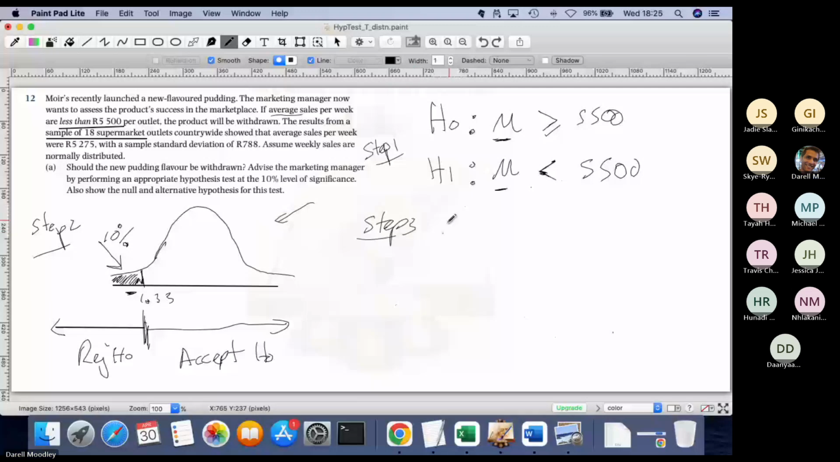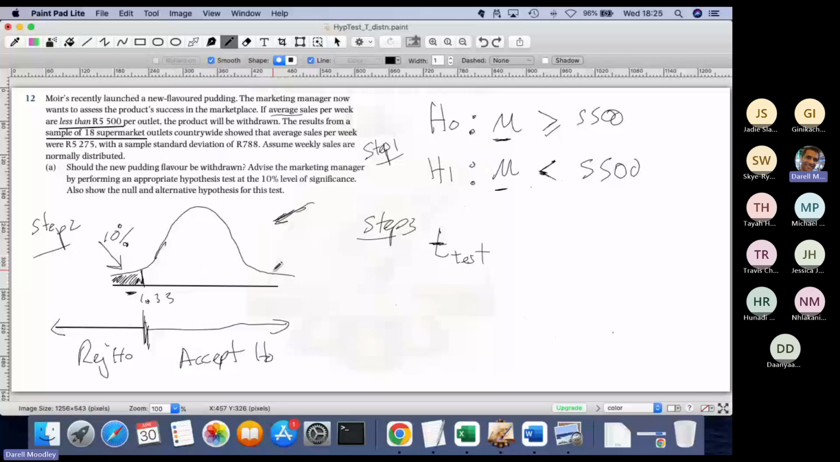Now, before we would calculate the Z statistic, the Z test. But now we're not dealing with the Z distribution, we're dealing with the T distribution. So for the T distribution, you have your T statistic. You can call it T test, but as long as you say T, don't say Z. Make sure you say T because we are dealing with the T distribution here, not the Z distribution.